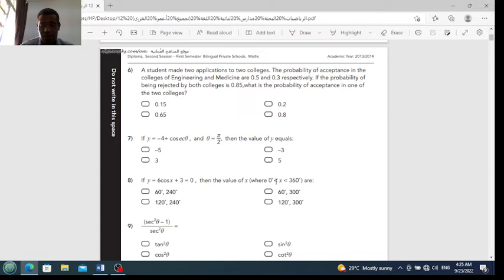Okay, let's come back. So this is the question. I will just write here: y equals 6 cosine of x plus 3 should be equal to 0. Then I will erase the rest.